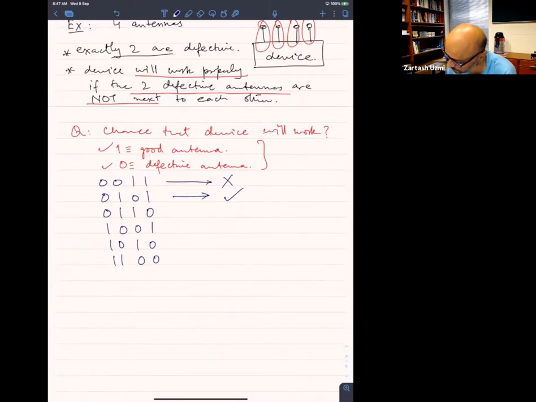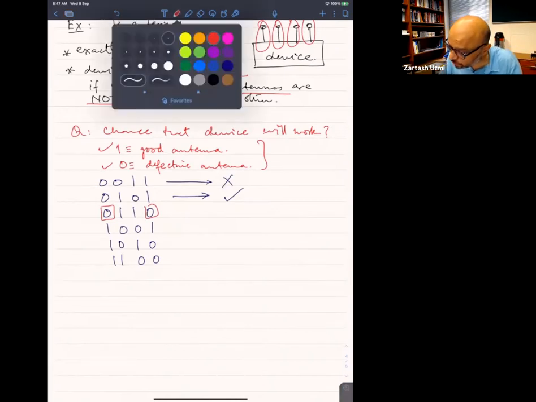Well, see, these antennas, this guy here, if you look at this, the device does not work if the bad antennas or broken antennas are next to each other. This guy here and this guy here are not next to each other. They are far apart. So the device will still work.